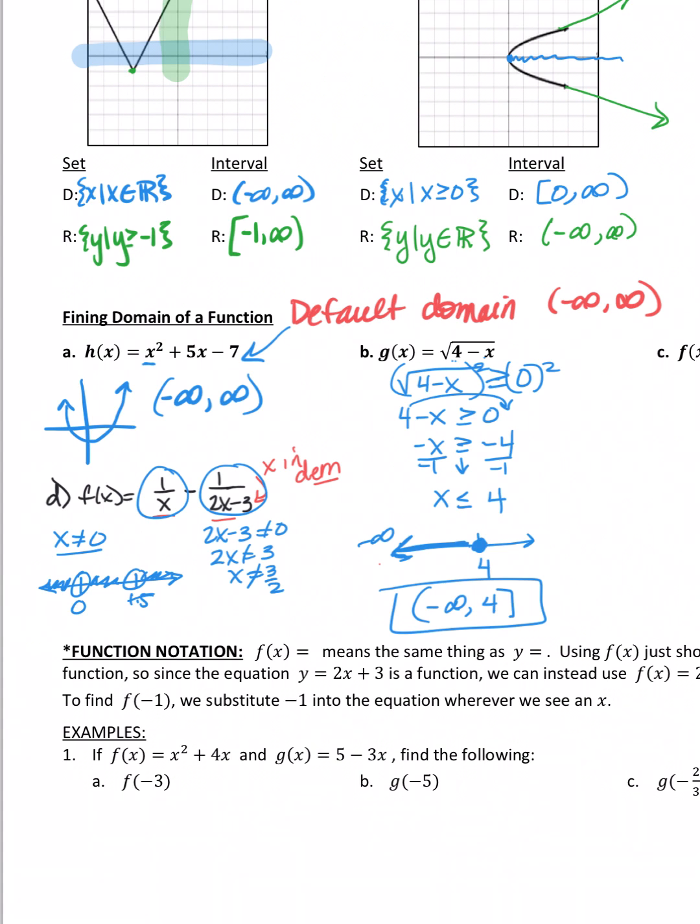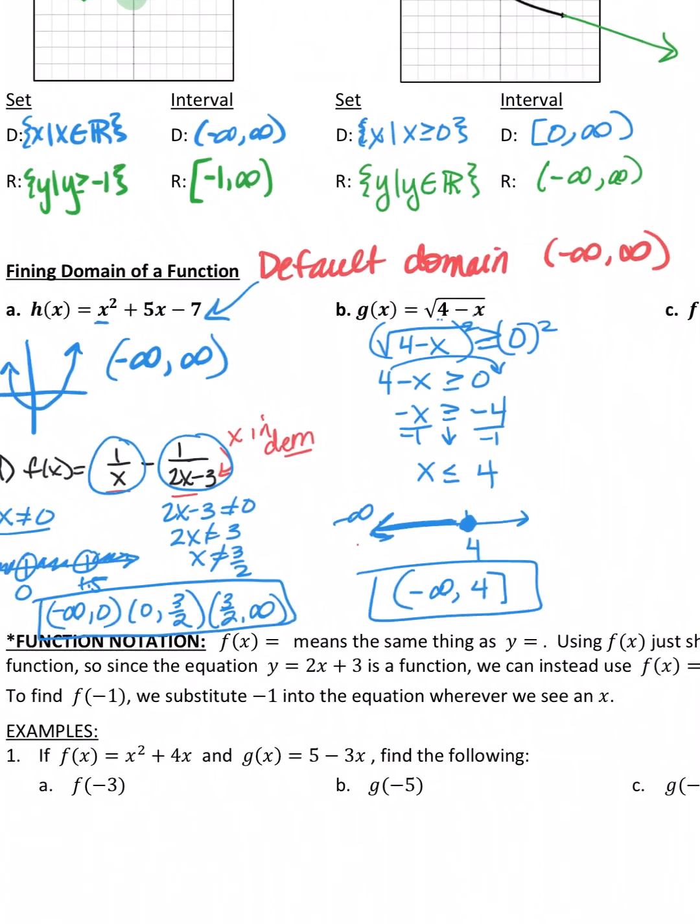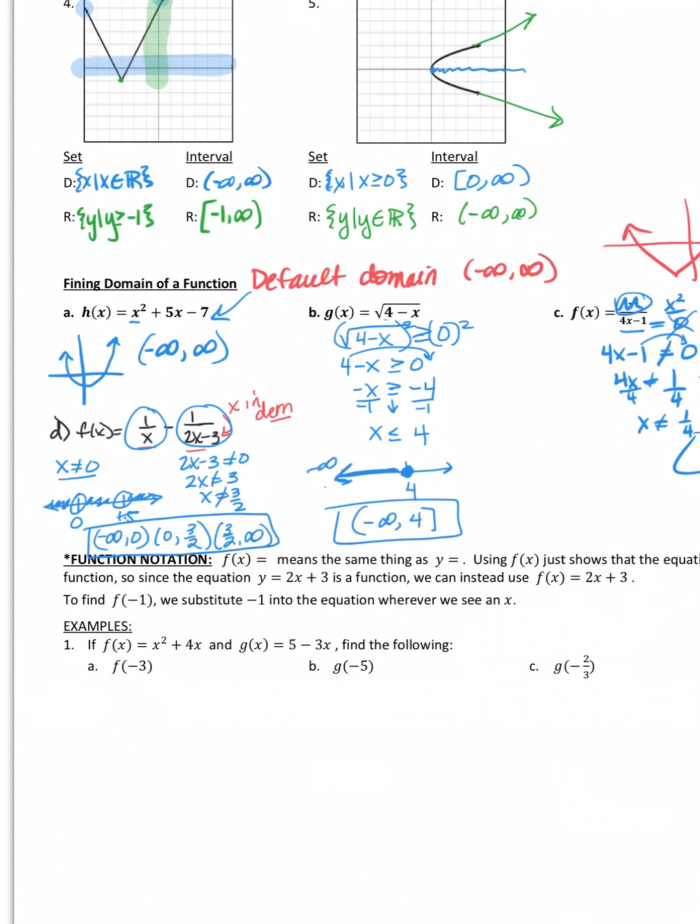So I start left to right. I go negative infinity to 0. Then I do the middle section. I go 0 to 3 halves, or 1.5. Then I do the third section on the other side of 3 halves to positive infinity. So 3 sections to my number line, 3 sections to my statement. All right, we'll work some more on this in class. I think this may be a new topic for you, so we'll discuss it more when we get to class.